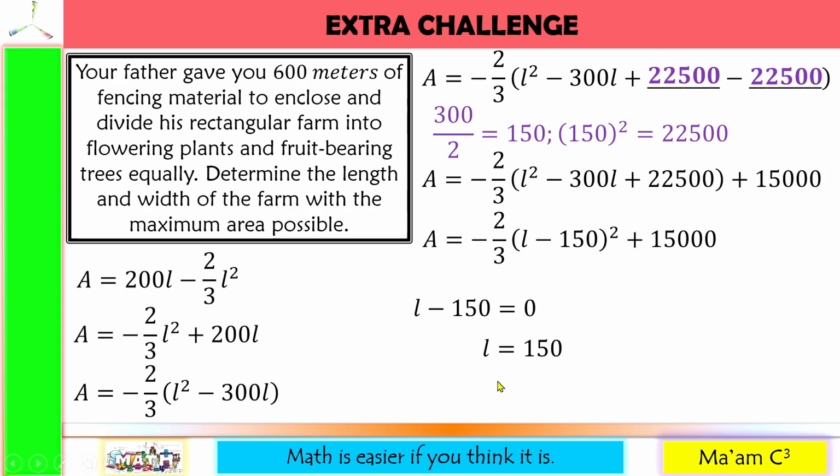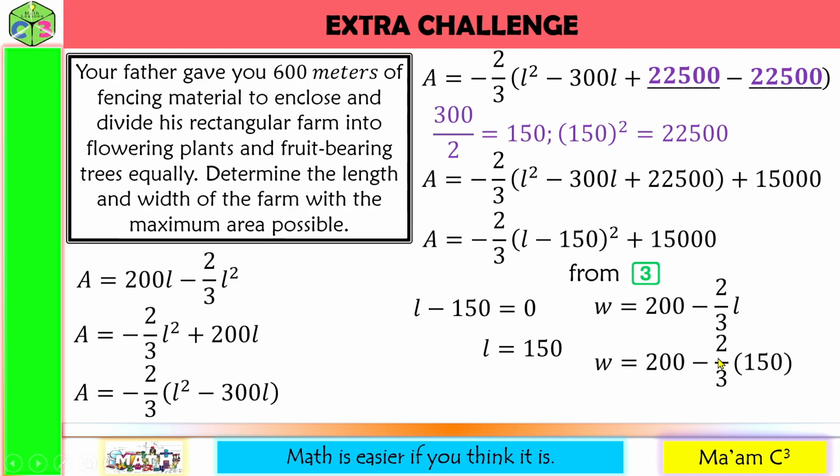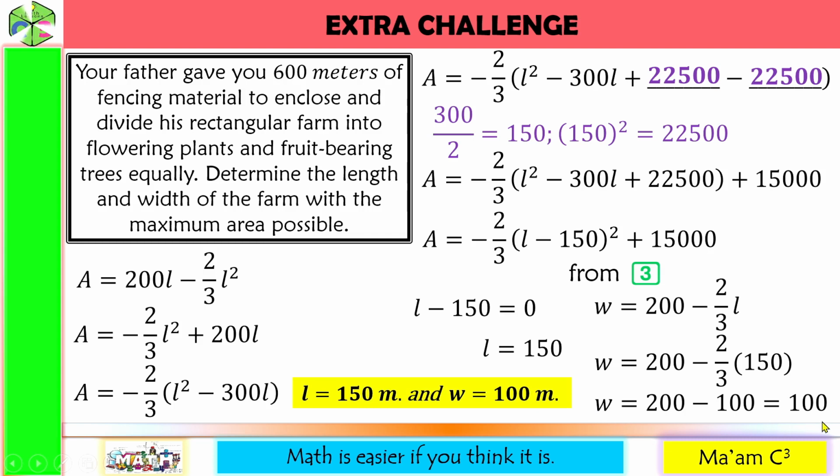Now, from equation 3, I can solve for the value of W since I already have the value of length. I am going to substitute 150 in this equation. 2 times 150 is 300 and 300 divided by 3 is 100. 200 minus 100 is equal to 100. Therefore, the answers to the question, length and width of the farm: length is equal to 150 meters and the width is equal to 100 meters.